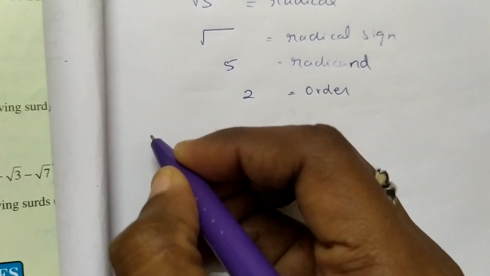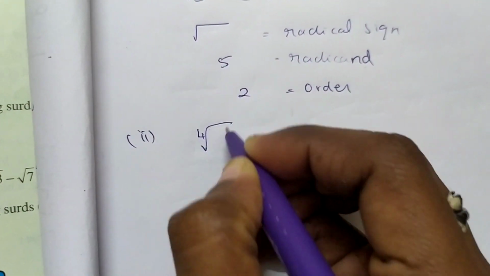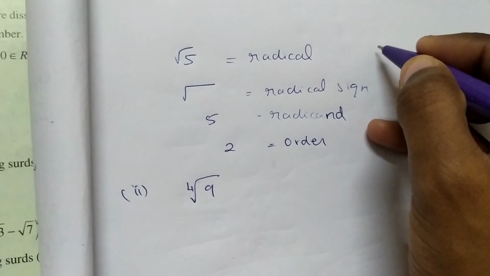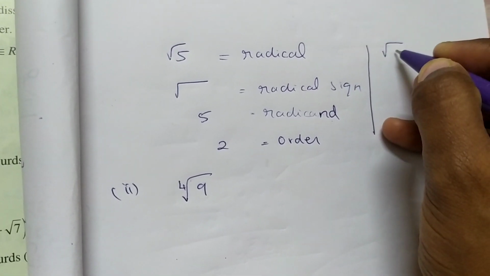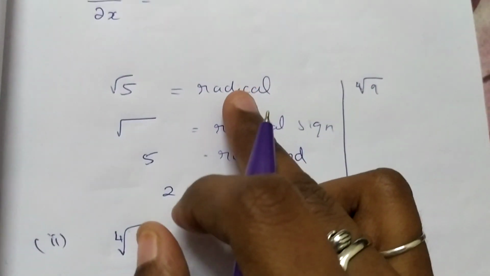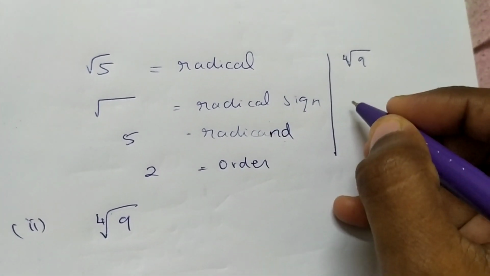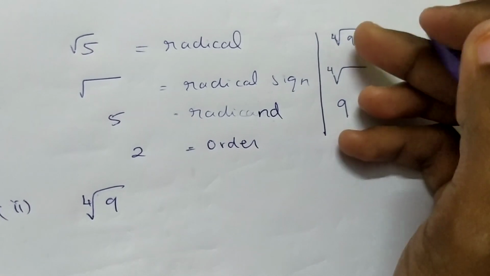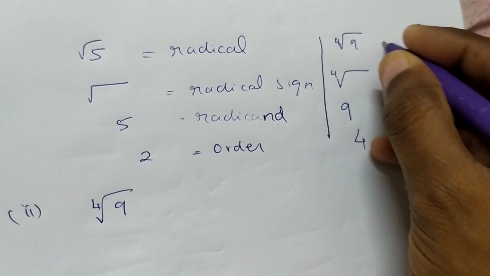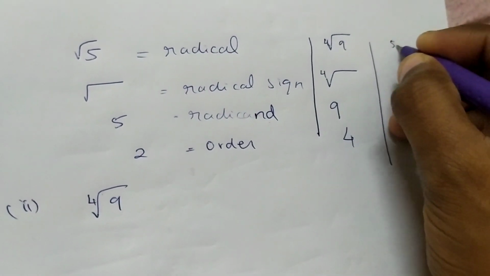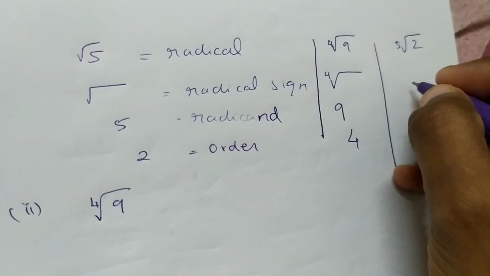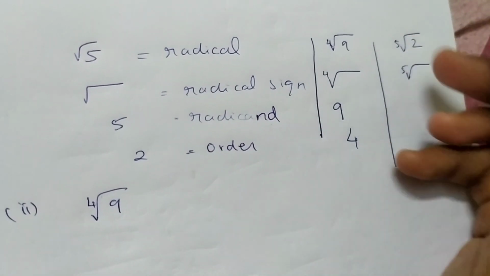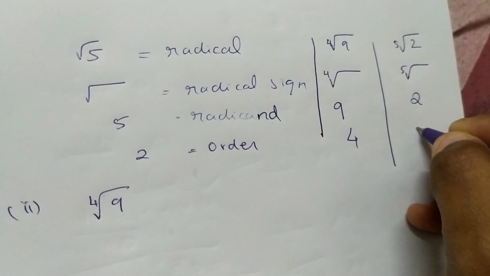Then second problem, 4th root of 9. Here the radical is 4th root of 9. Radical symbol is what? 4th root, and the radicand is 9, and here the order is 4. Same like 5th root of 2. Here the radical sign is 5th root. Radicand is 2 and the order is 5.